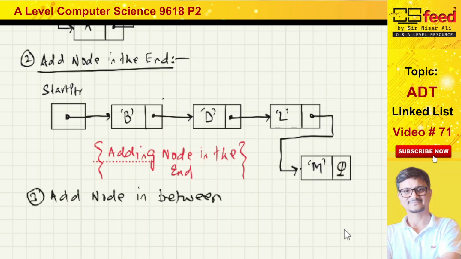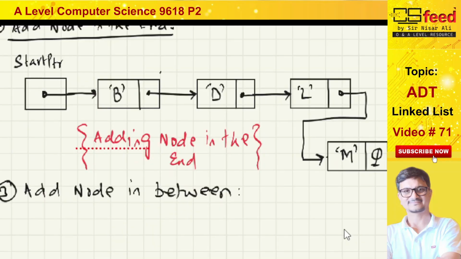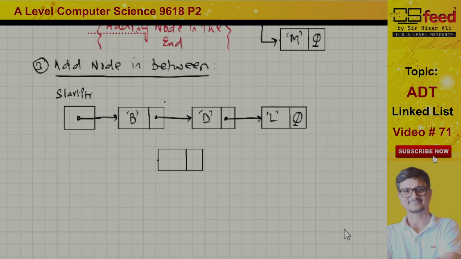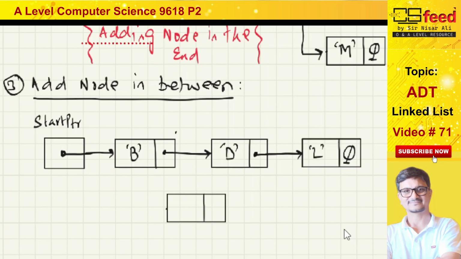In between means somewhere in between, depending on its value. Now what we are doing, we are adding the node in between. For example, that node is, let's say, C. Now we have to start from the beginning, and from the beginning we go to B, and B is less than C. Okay, then we go to D. D is greater than C. So actually the right position is in between B and D.